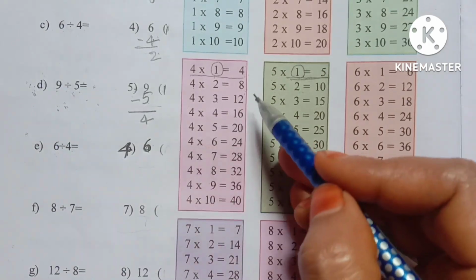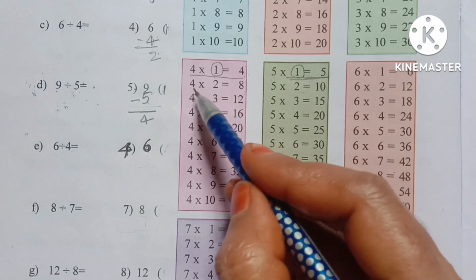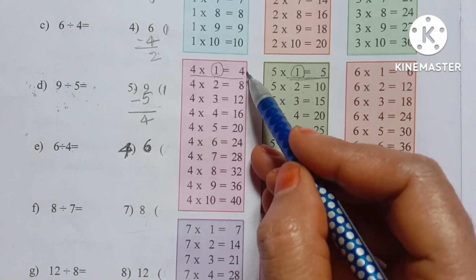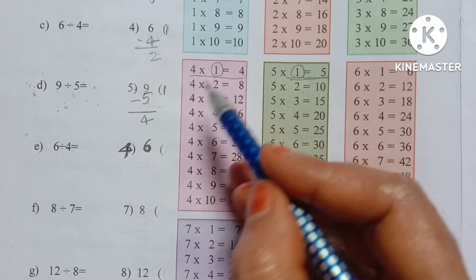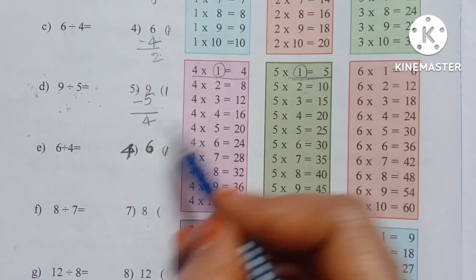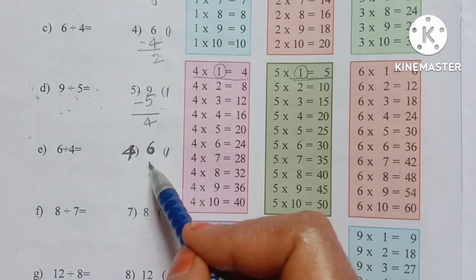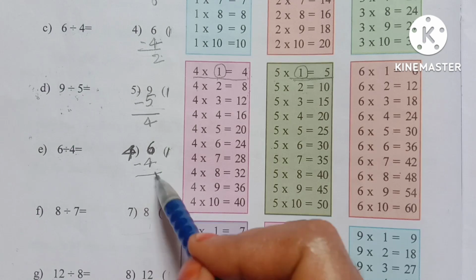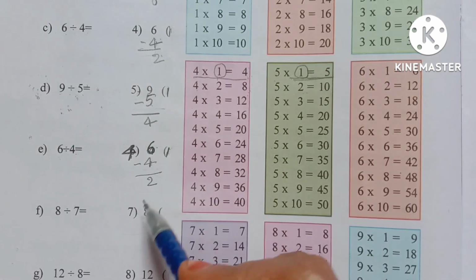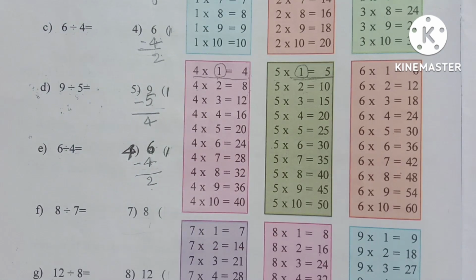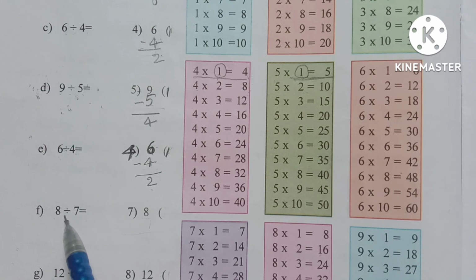But there is no 6 in the 4 table. So we have to take only 4 ones are 4. So write 1 in the quotient's place and write 4 under 6. Then subtract 4 from 6, we get 2. So this is the remainder. Next step, 8 divided by 7.